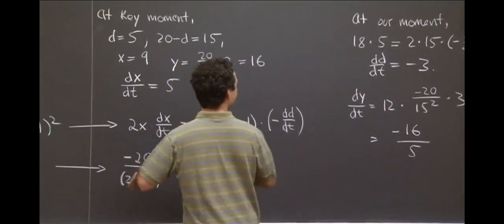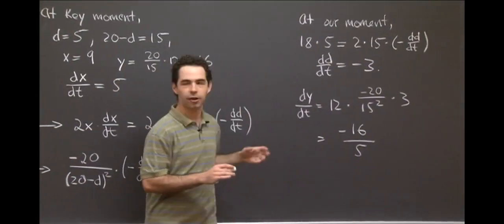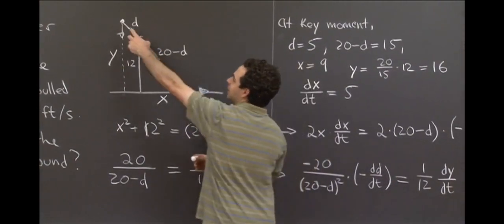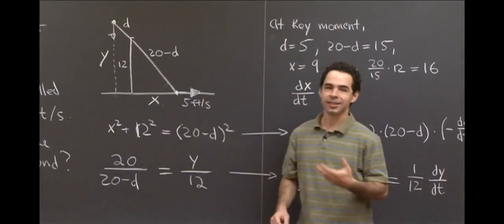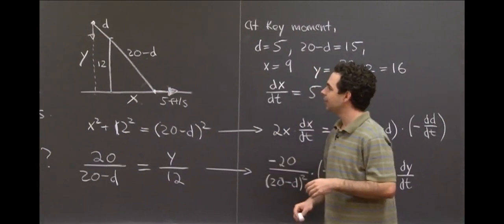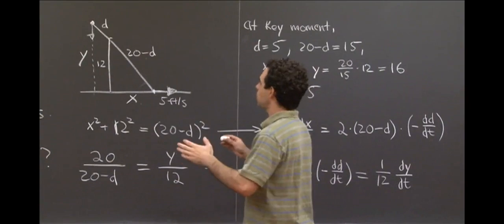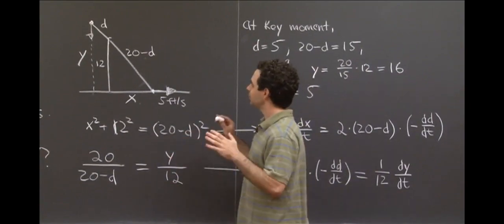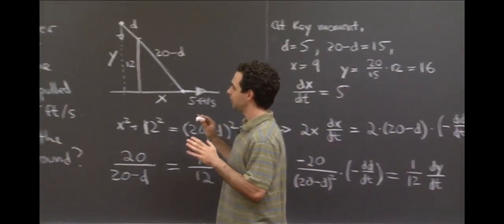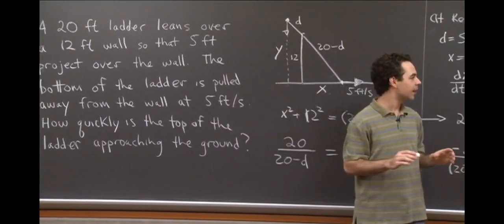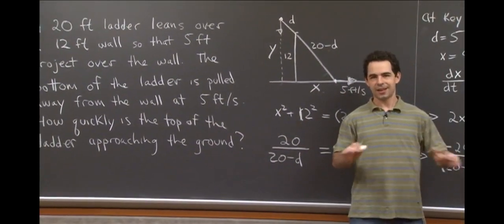Anything else? I guess we computed that dD/dt was also negative. Same thing here. When you pull this way, this length is going to shrink. So D is getting smaller, so it has a negative derivative. So at this moment in time, the top of the ladder is falling, the thing we're interested in, at exactly 16 over 5 feet per second. And we're all set.